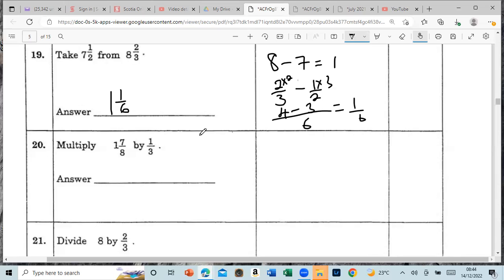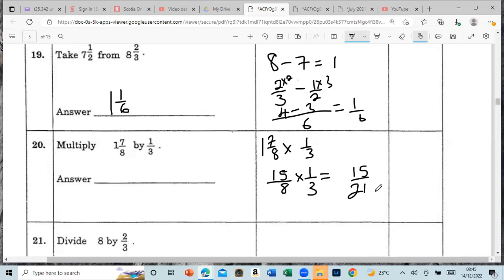So we have multiply 1 and 7/8 by 1/3. So now I'm going to just rewrite it. So it's 1 and 7/8 by 1/3. So 1 times 8 plus 7, that's 15/8. So keep our denominator and times it by 1/3. If we wish, we can cancel, but I don't want to do that. I'm going to multiply numerator by numerator. So that's 15. 8 times 3, which is 24.